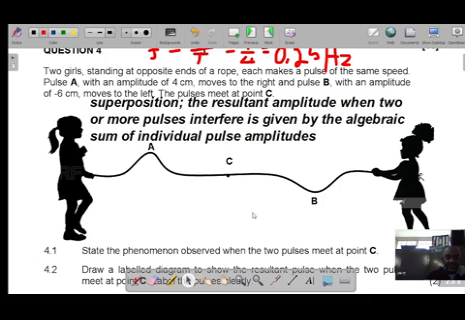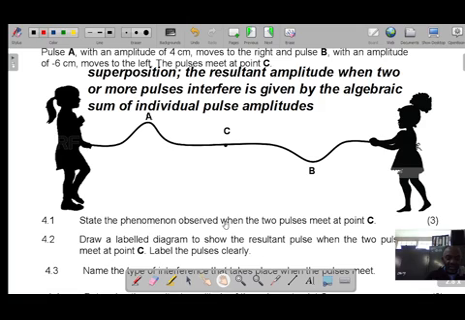Next, they said draw a labelled diagram to show the resultant pulse when the two pulses meet at point C. Check it out nicely. Draw a labelled diagram to show the resultant pulse when the two pulses meet at point C. Label the pulses clearly. Now, when they meet at point C here, let's see what's going to happen.